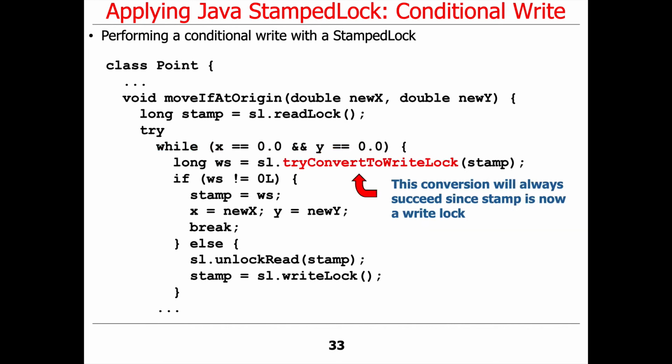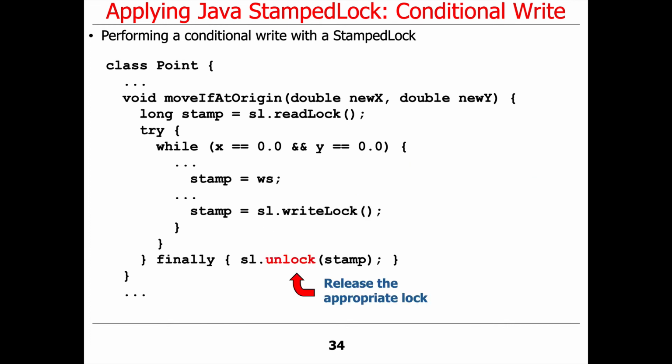Assuming that they're back to x and y as they were before, now with the lock, if it is in fact the case that x and y are equal to 0, then we're going to call tryConvertToWriteLock again. And now this conversion will succeed because the stamp is in fact a write lock, since it was locked as a write lock below in the loop.